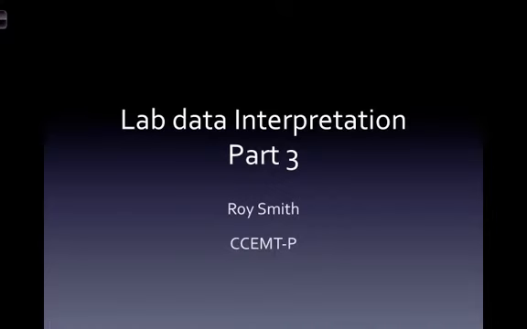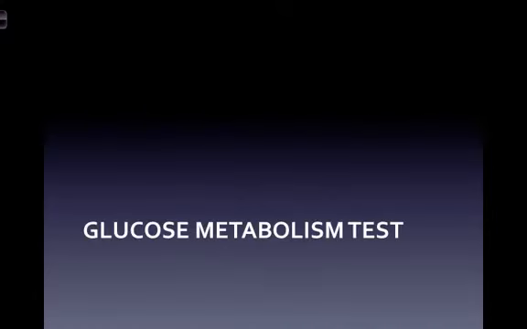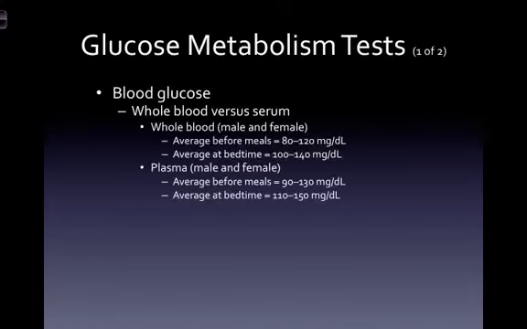This is going to be lab interpretation part 3, and we're going to start this part off by talking about glucose metabolism tests. So blood glucose, or whole blood versus serum. Whole blood on males and females, average before meals would be 80 to 120 milligrams per deciliter, and the average at bedtime should be about 100 to 140. And the plasma, male and female, average before meals 90 to 130, and the average at bedtime about 110 to 150. This helps us determine whether or not someone might be diabetic.